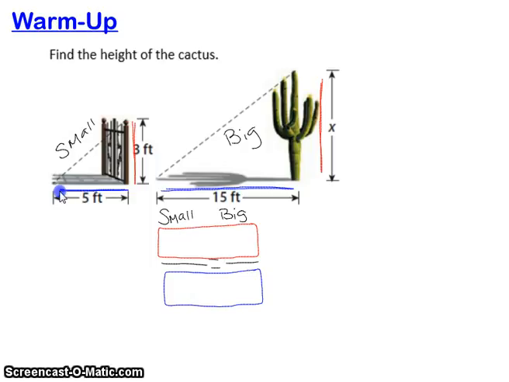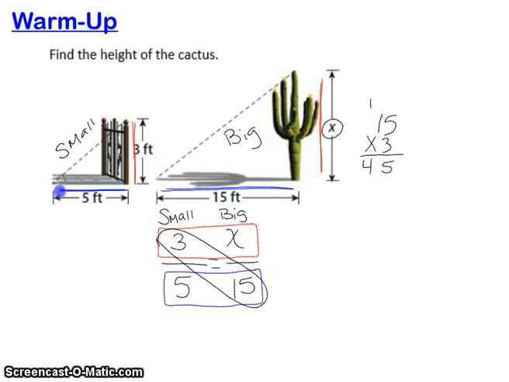So I know that my small red is going to be 3. I know that my big red is where this x is. I know that my small blue is 5 and my big blue is 15. In order for me to solve for x, I know I have to cross multiply. So I have to do 15 times 3. 3 times 5 is 15. 3 times 1 is 3, and 3 plus 1 is 4, so I get 45.